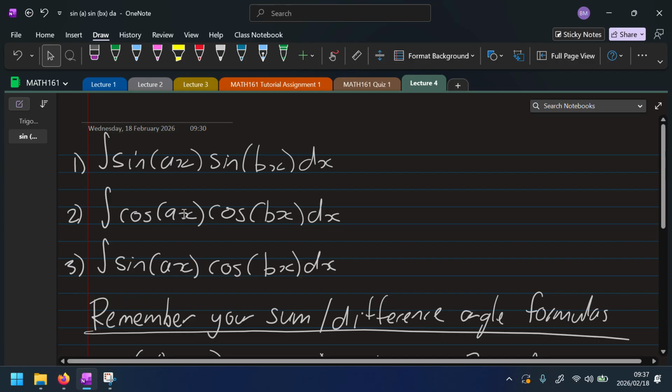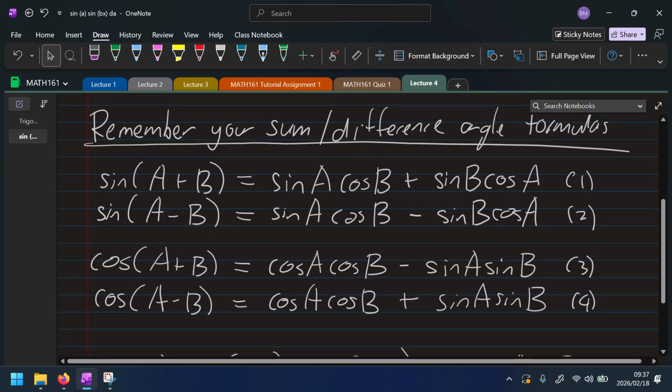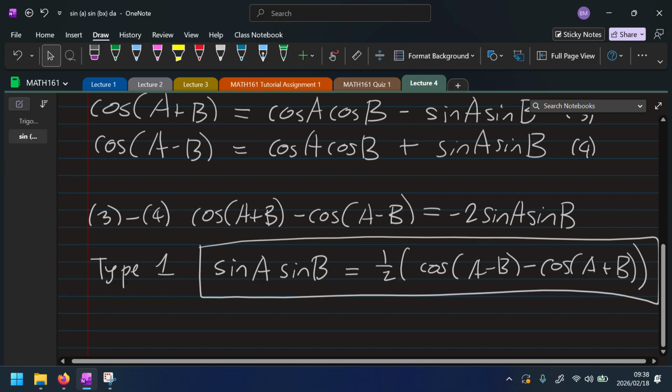Okay, the next type is where we have cos A cos B. So again, let's look at our four equations. We want cos A cos B by itself. Let's look at equations 3 and 4, but instead of subtracting them, let's add them. So we're going to have equation 3 plus equation 4: cos A plus B plus cos A minus B. Then the cos A cos B terms are going to double up, and the sine terms are going to cancel. Does everyone see that? So we add them, and the sine terms will then cancel.